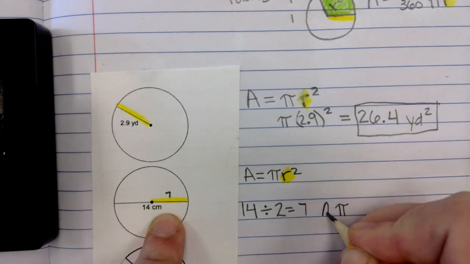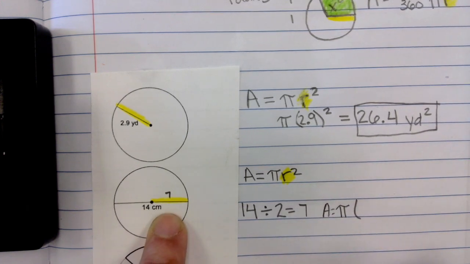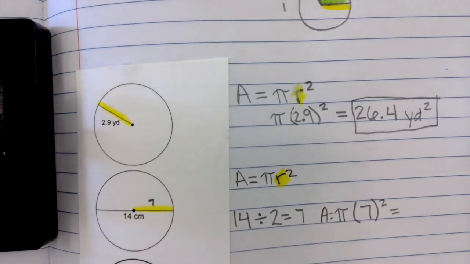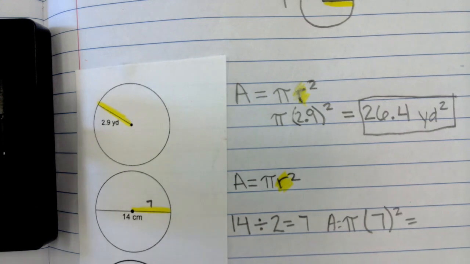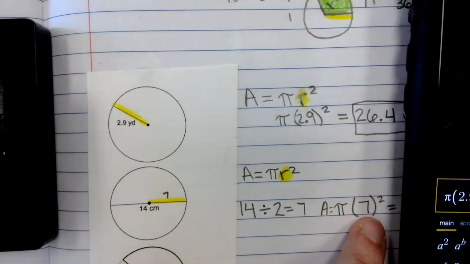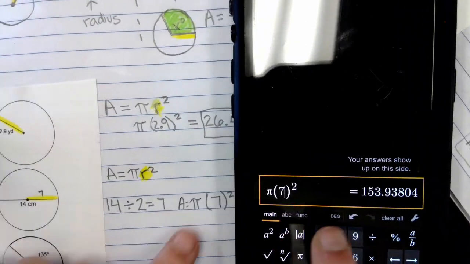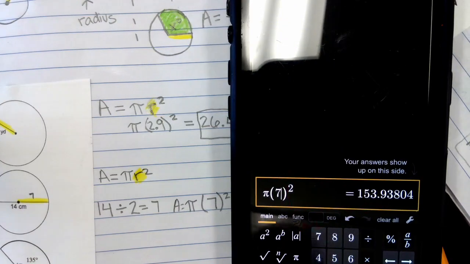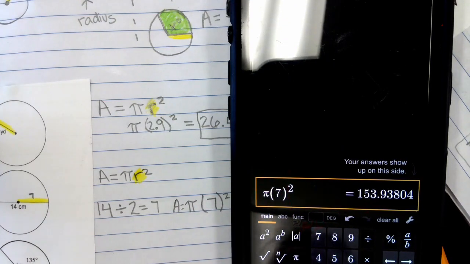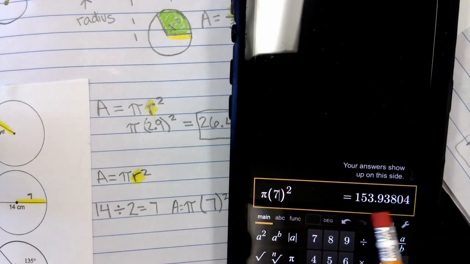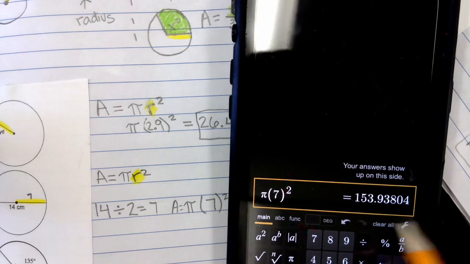Pi times 7 squared, we get 153.93804. So nearest tenth, when you see that, means just one decimal. So are we going to keep this at 153.9 or go to 154.0? Yep, we keep it at the 9. That 3 afterwards tells me to stay at the 9. So 153.9. And it's square. What does cm stand for again? Cm is centimeters. Wonderful.